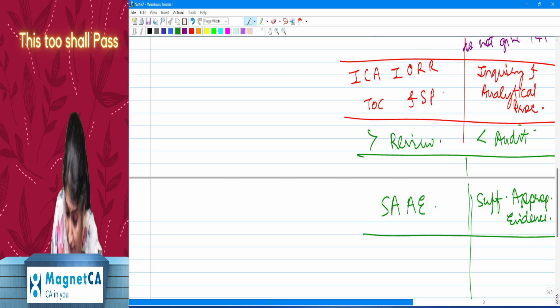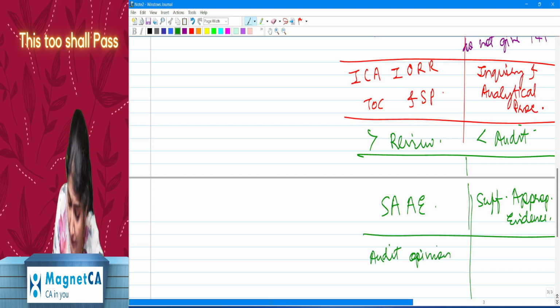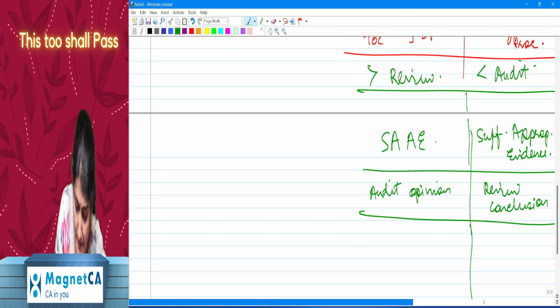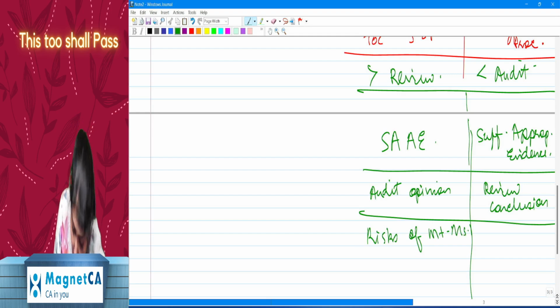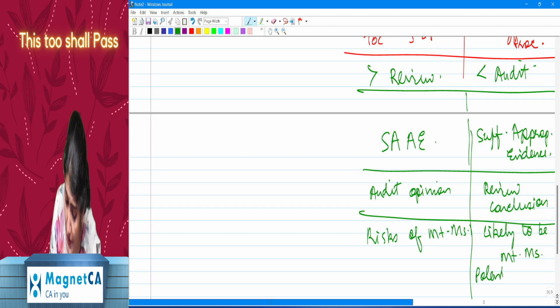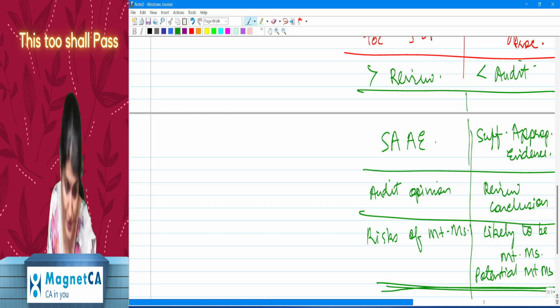In an audit, after we finish our audit, we give the audit opinion, whereas in the review, after we finish the review, we give our review conclusion. In an audit, we consider whether in the financial statements there is a risk of material misstatement, whereas in a review, we check whether it is likely to be materially misstated. Is there a likelihood of material misstatement? Is there a potential of material misstatement?